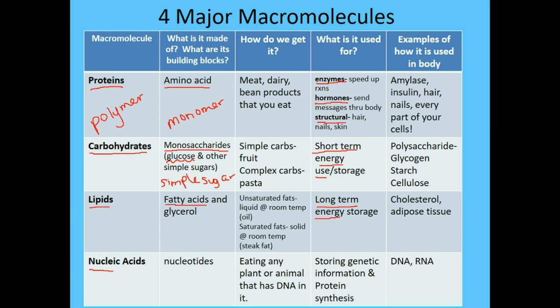And the final macromolecule is nucleic acid. It's made up of nucleotides. This one kind of makes sense because they both start similar. Nucleo and nucleic, they sound similar. Their most important job is going to be storing genetic information, such as with DNA. They also help with protein synthesis, but their main job is going to be storing the genetic information.